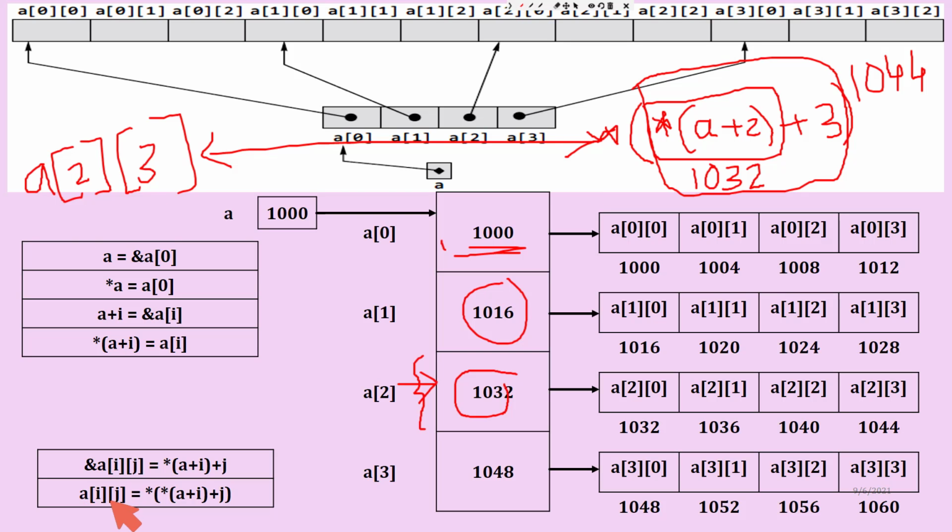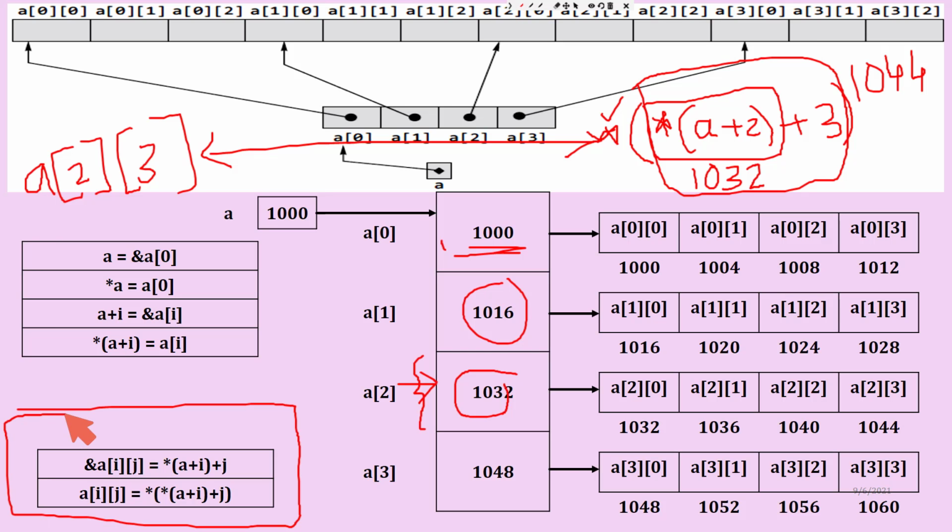So A of ij, A of 2, 3, equals star, this star. Then I have a bracket, star A plus I, star A plus 2. Here in place of I I have 2. Then a bracket plus 3. In place of 3 I have j. Okay. So I hope you understood the concept. Even if you have any doubts, don't worry about that. Understand these two lines.